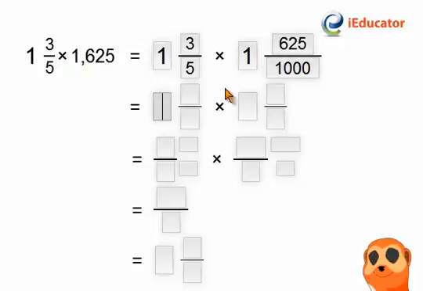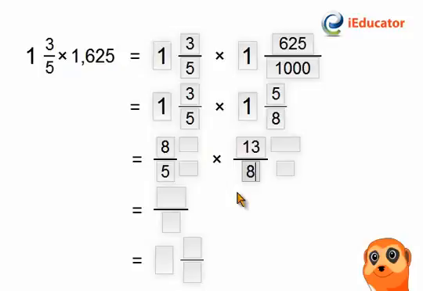Right. This remains 1 3/5. I multiply it by 1, and 125 can go into 625 5 times, and into 1000 8 times. That gives me 1 5/8. Now, I need to convert these mixed numbers into improper fractions, and then multiply. So 1 times 5 is 5, add it to the 3, which is 8, over 5. And 1 times 8 is 8, add it to the 5 to give me 13, which I place over the 8.